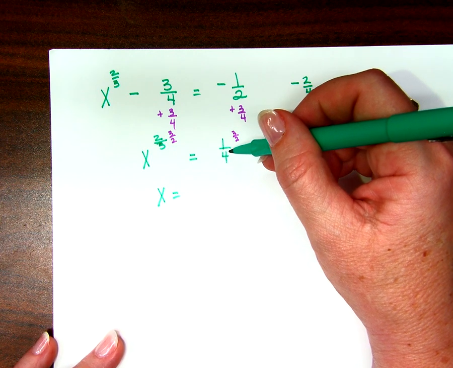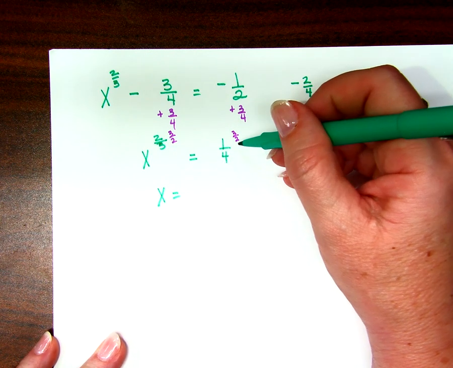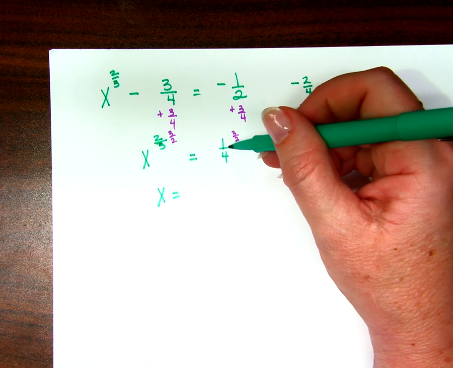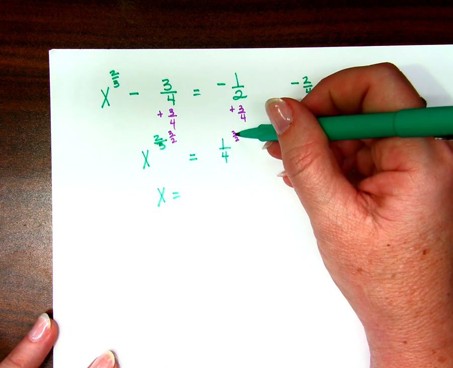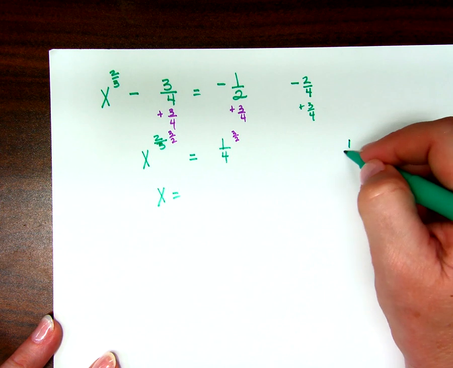Sorry, I was telling you the answer apparently. What is the square root of 1/4? 1/2. And what's 1/2 to the 3rd power? Let's write it. Hold on a second.